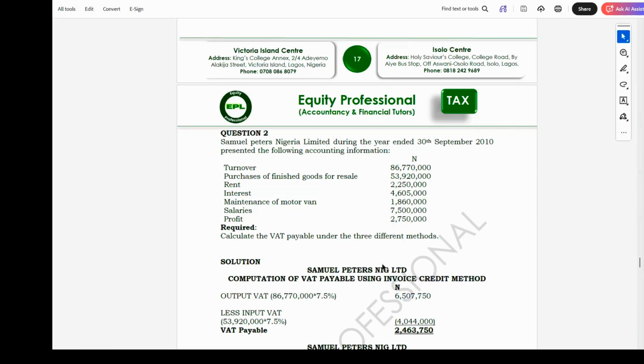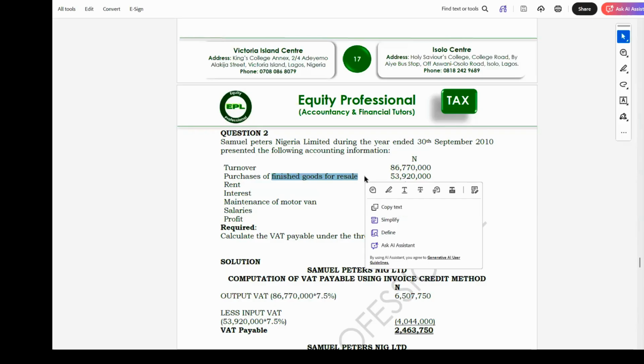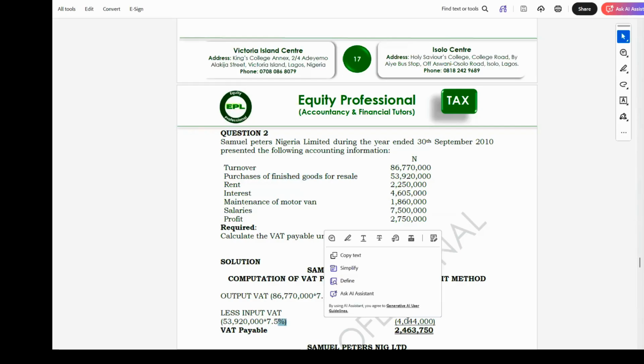The next thing, you also calculate your input VAT. We have a purchase of finished goods for resale. These finished goods are what they are going to sell, according to the information given to us. So that means this is direct revenue expenditure. So this will give rise to input VAT: 53,920 multiplied by 7.5%, which is 400.